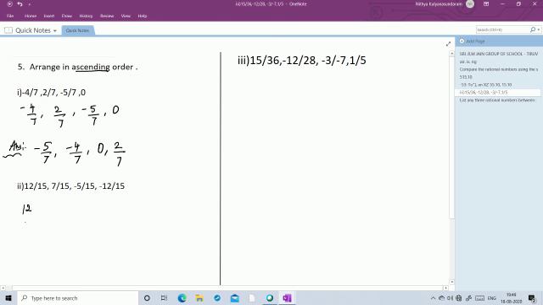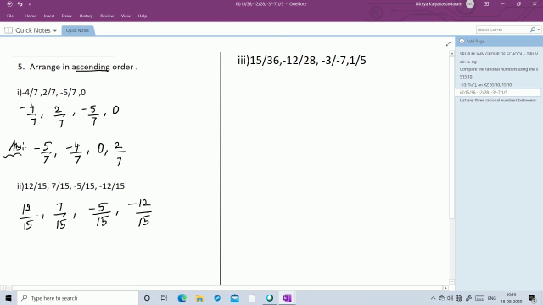Next question, 12 by 15, comma, 7 by 15, comma, minus 5 by 15, comma, minus 12 by 15. Here also the denominators are same. So directly you can compare with the numerator number.